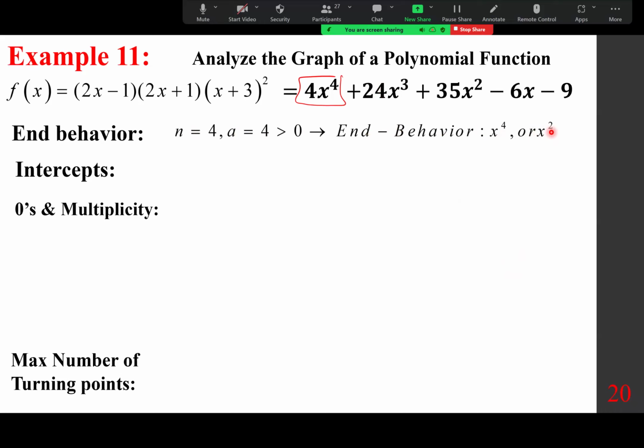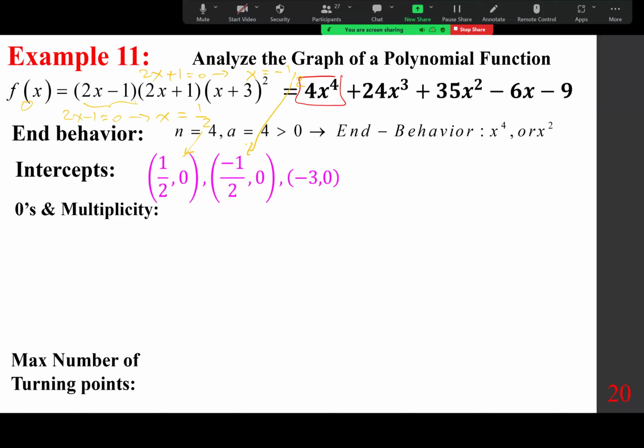Let's discuss the intercepts. You set this one equal to 0, 2x minus 1 equal to 0, x is 1/2, 0. You set this one equal to 0, you get minus 1/2, 0. You set this one equal to 0, you get minus 3, 0. Okay, so again, as you set this one equal to 0, this is 0, and x equals 1/2. This is 0, and x equals negative 1/2, and the last one, 3, 0.